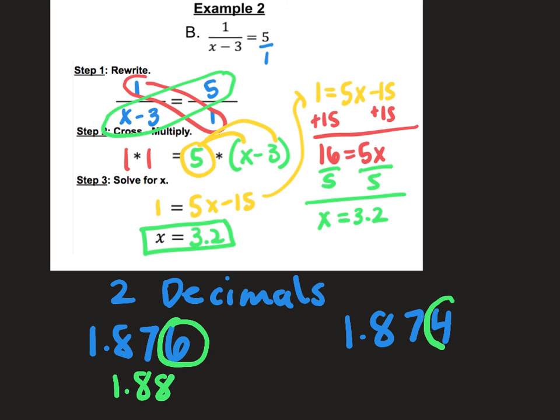If it is smaller than 5 or equal to 5, you're going to round down. So really you just get rid of that number and you'd have 1.87. Just be careful with your rounding on your homework.